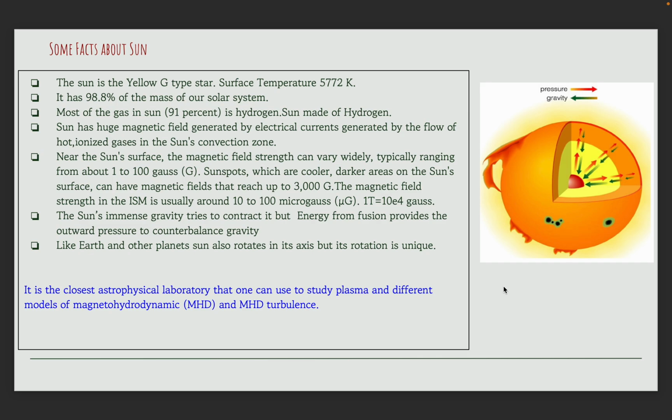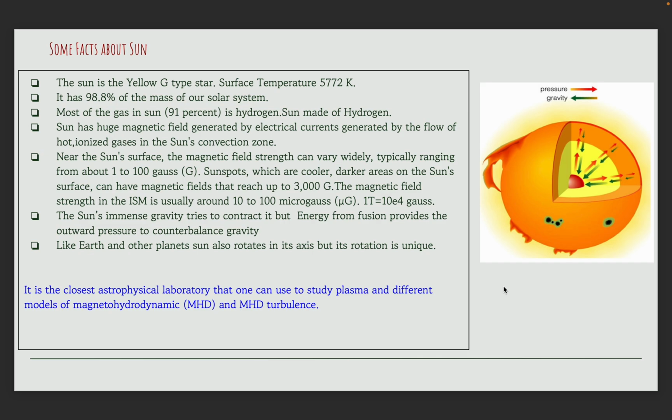Here are some facts about our Sun. The Sun is a yellow G-type star. For the stars, we know that there are seven kinds of stars based on their temperature and size. There are O, B, A, F, G, K, M, the sequence of stars according to their temperature, and the surface temperature of the Sun is about 5772 Kelvin. And according to surface temperature, the Sun is a yellow G-type star.